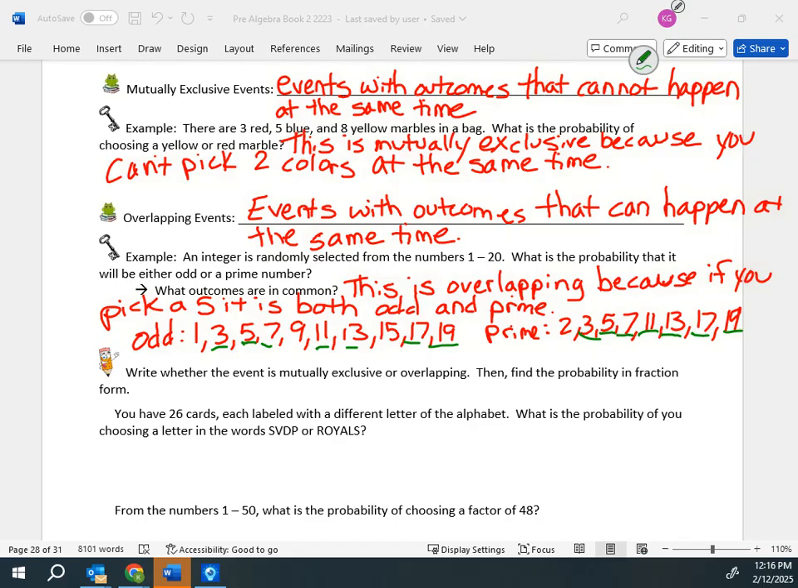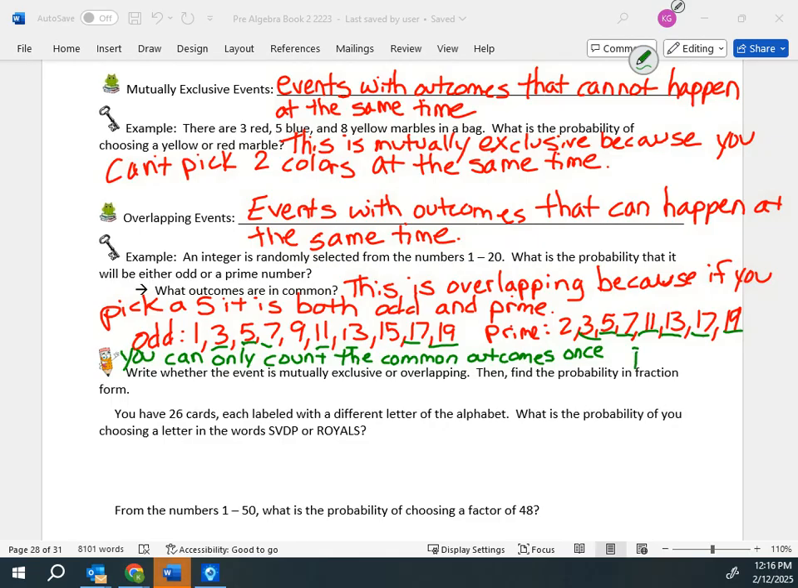Here's the tricky part. You can only count the common outcomes once. Okay, so this is important. You can only count the common outcomes once.